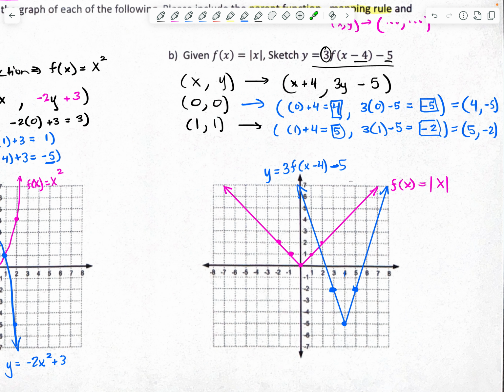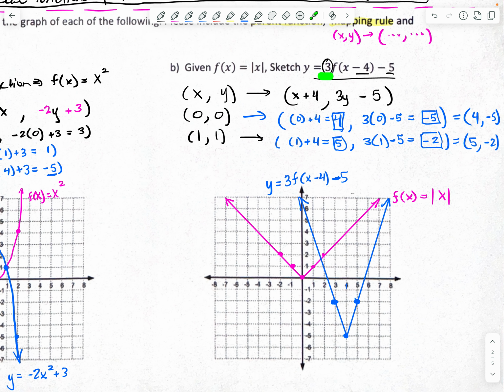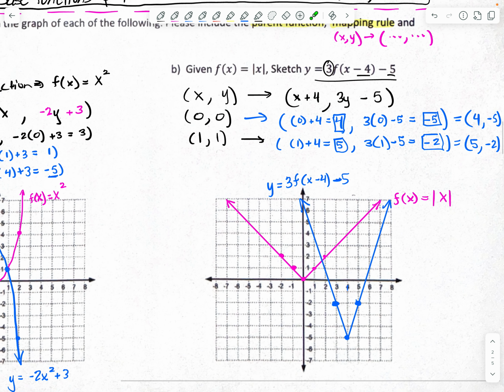So now I'm going to look at this transformation right here. On the parent function f of x, which is the absolute value function, I'm applying a triple. Each y value is getting tripled, as we can see here, and they are decreasing by 5. And in the x, the only thing happening is a rightwards shift of 4. With the x, it's the opposite of what it looks like. If it's x -4, it's actually a shift to the right of 4 units. So that's the only thing.